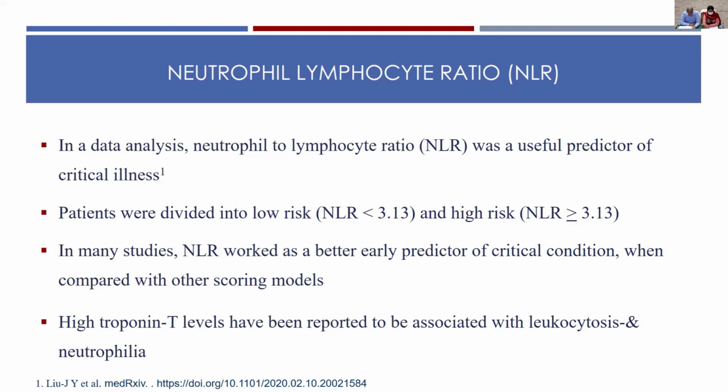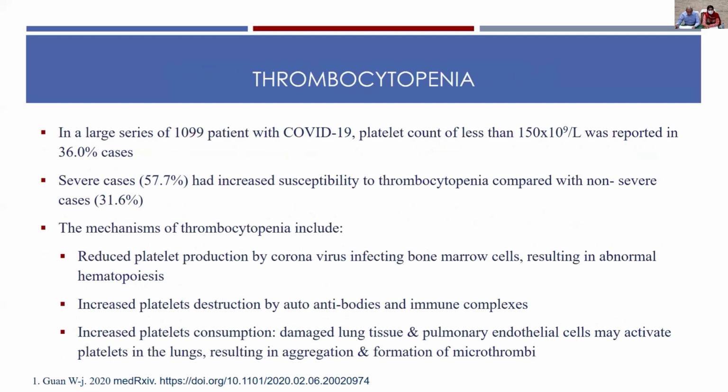Once again, the high troponin T levels have been reported to be associated with leukocytosis and neutrophilia. How about the platelets? There was a large series of more than 1,000 cases that was reported in which a platelet count of less than 150 x 10^9 per liter was reported in 36% of the cases. So a third of these patients had a platelet count which was less than 150.